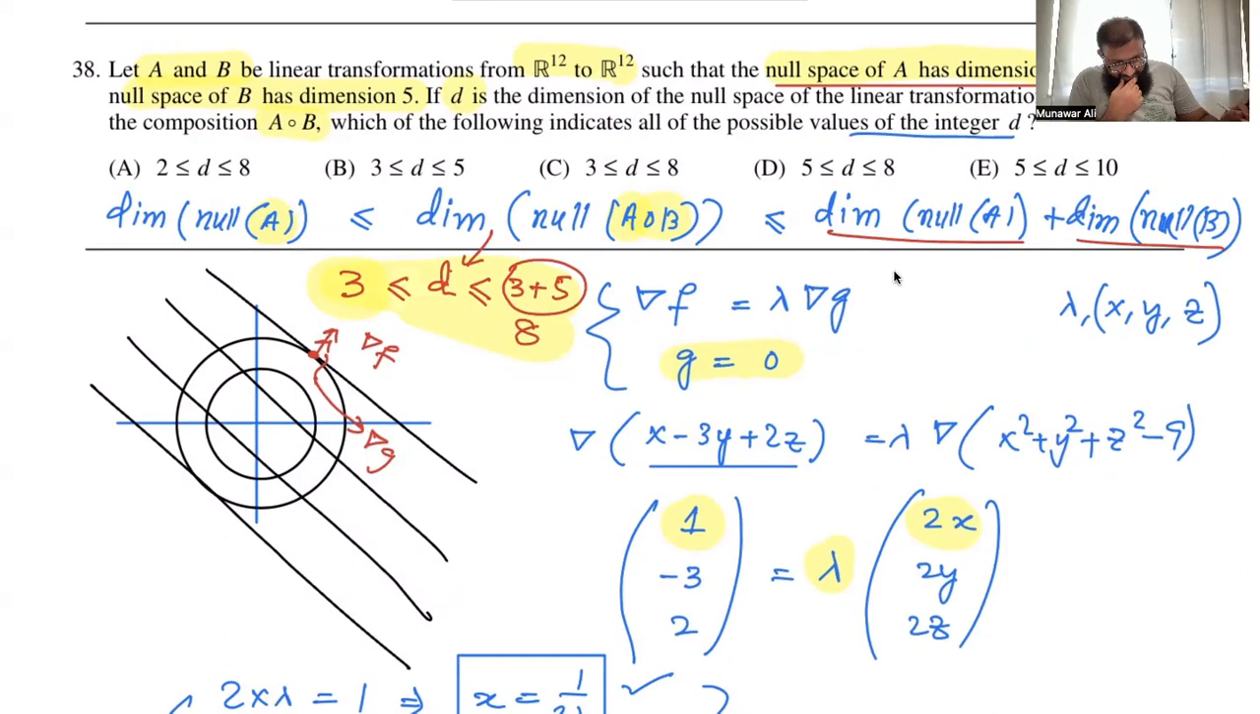A composed with B. So the correct option for this one is C, but it says that the correct option is D. I'm not sure why this happens, but this is going to be the theorem that we are going to apply. And A composed with B.